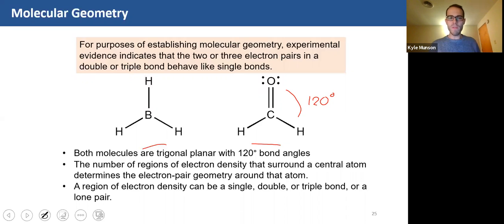So the number of regions of electron density that surrounds a central atom determines the electron pair geometry around that atom, okay? And the region of electron density can be a single, double, or triple bond, or a lone pair, okay? So the idea here is that the geometries don't really change when you have a double bond in place of a single bond, okay? It's pretty much all going to be the same.